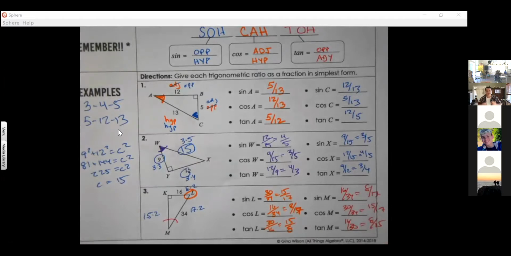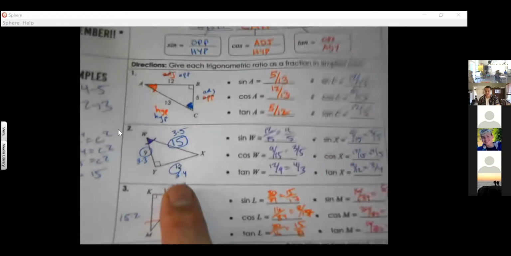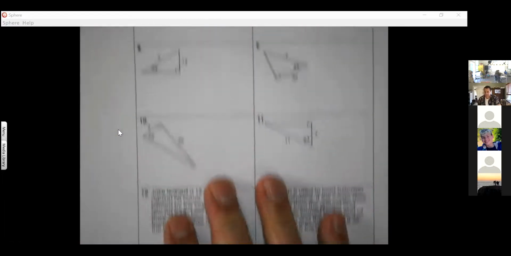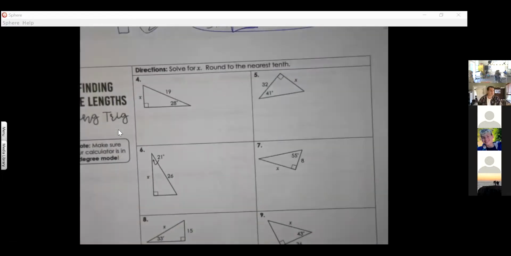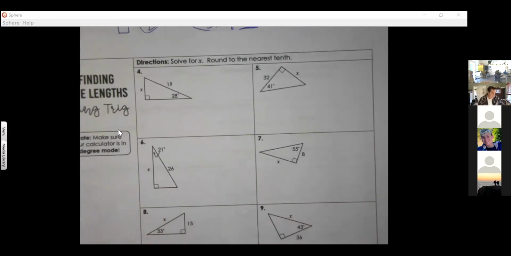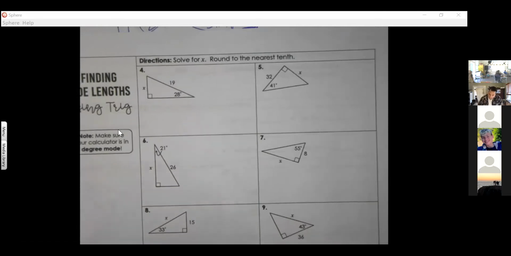Okay, so what? How is that helpful to us? Well, let's go to page 2. We can use this to solve problems. In other words, find missing sides or missing angles. So here's what we're going to do. I'm going to write out the step-by-step that you should do with this.